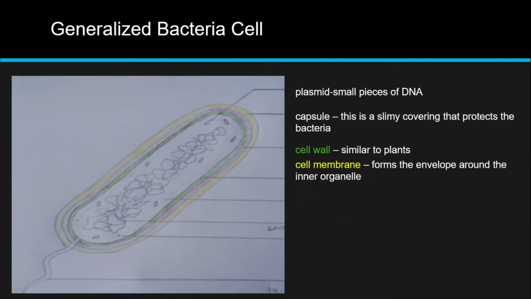Let us continue. Cell membrane. The plant cell has a cell membrane. The animal cell has a cell membrane. And here too, the generalized bacterial cell is showing a membrane. And the functions are all outlined there in white.